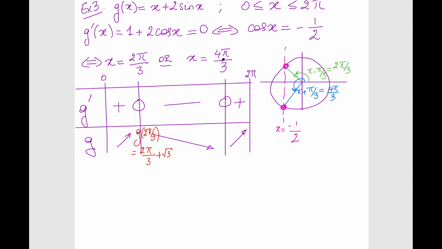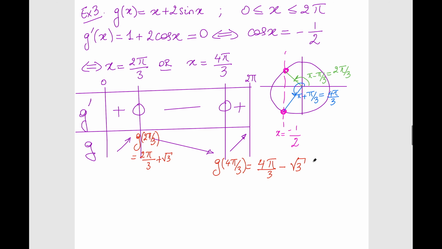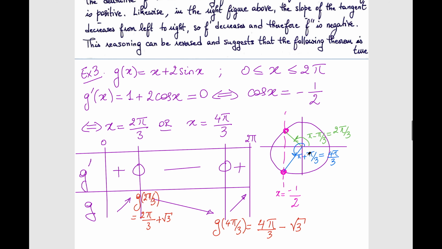And at 4 pi over 3, the function is going to have a local minimum, and that number, if you compute it, is 4 pi over 3 minus square root of 3. Which is a local minimum value for G. All right. So this is example 3. Let's go back.